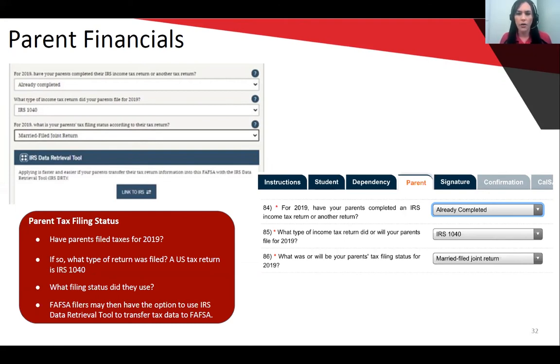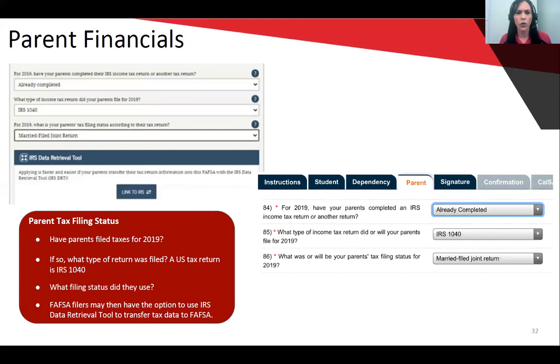At this time, one of the questions will ask if your parents have already completed a 2019 tax return. The way that you answer this question is you would indicate already completed if they have filed a 2019 tax return. If they have not yet filed a 2019 tax return but will be filing, you will put will file. If they are not required to file or are not going to file a tax return, you would put not going to file. And this is looking at the 2019 tax year.